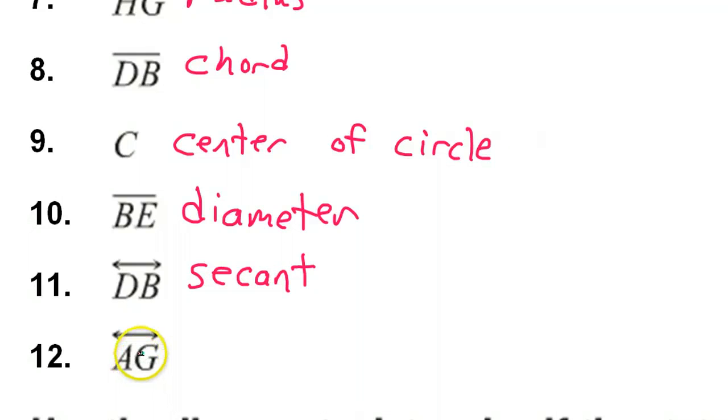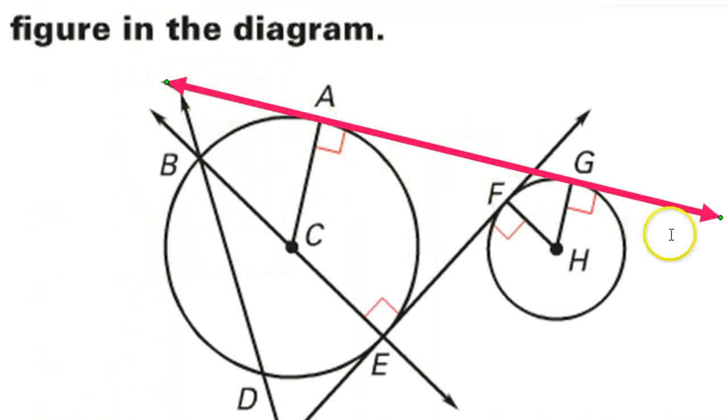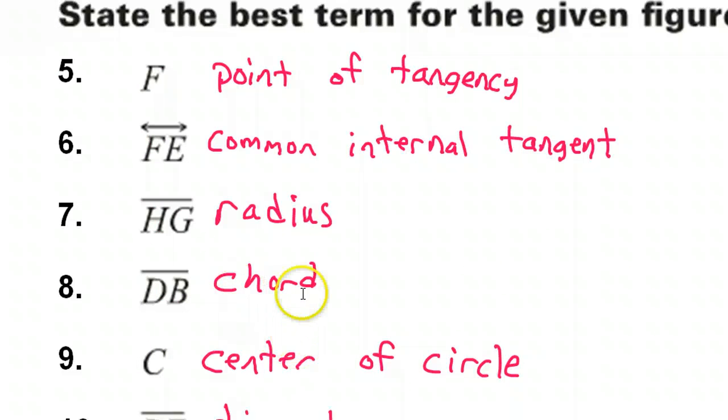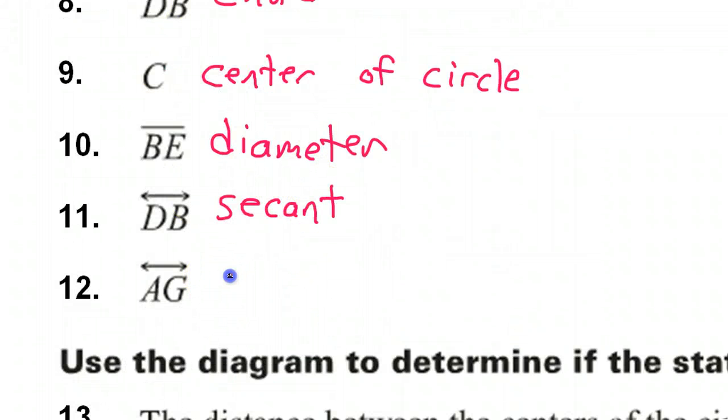Okay, what about line AG? Take a gander at line AG and tell me what you think I'm going to call that. It is a tangent, but because it's the tangent of both circles, it is a common tangent. Now, is it a common internal tangent or a common external tangent? This is a common external tangent because it passes outside of the two circles, not between like some other tangents. Okay, so line AG was a common external tangent.